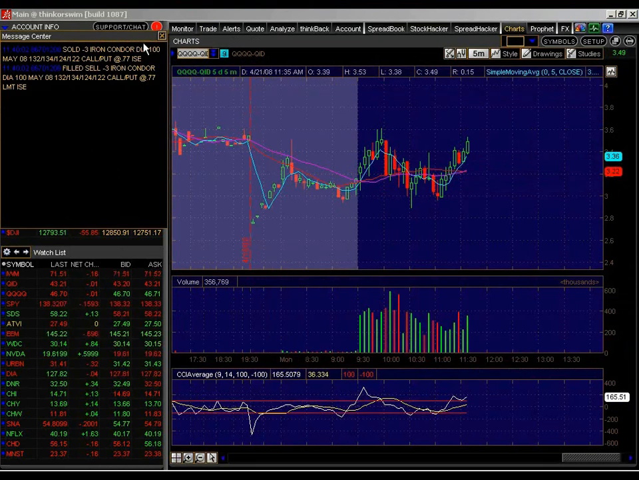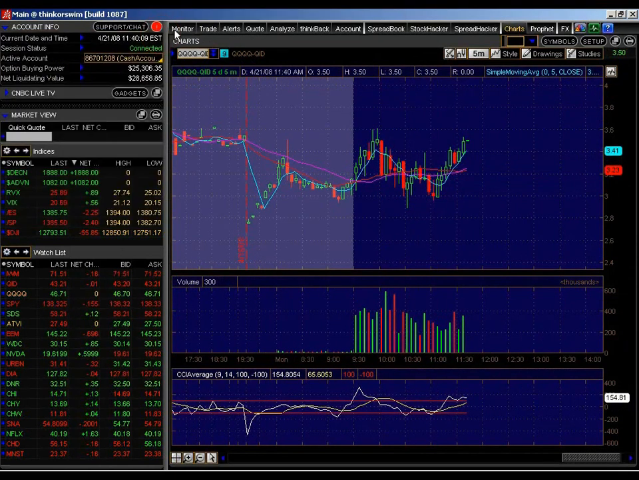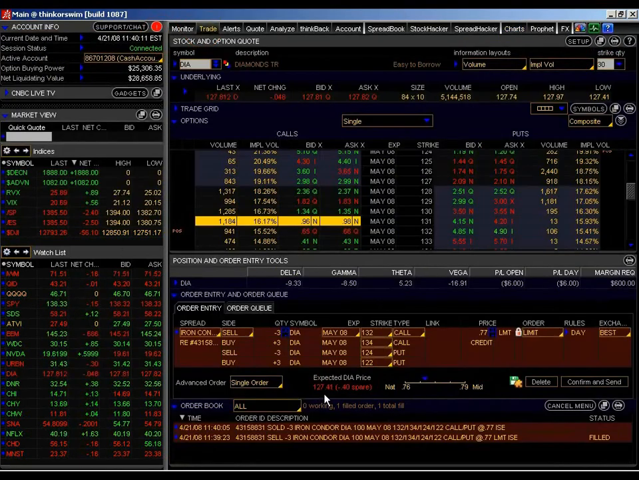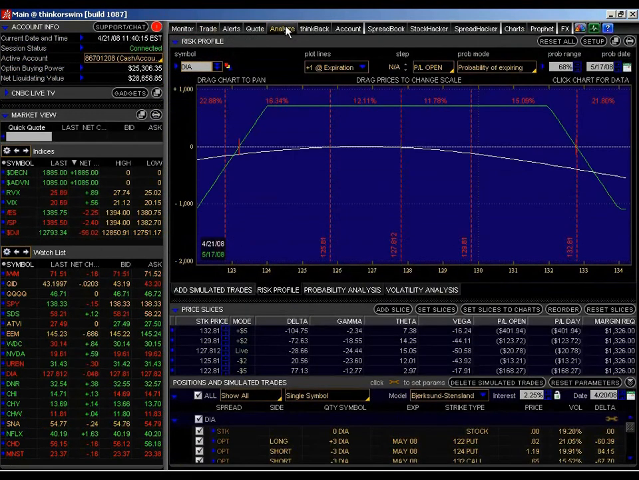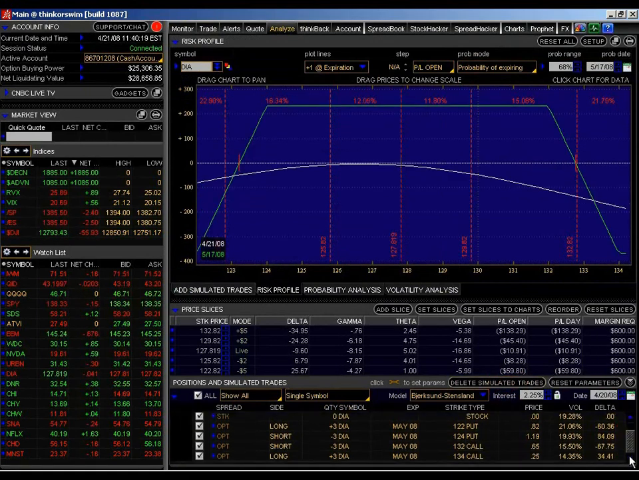And we got filled on that. That's very nice. It took a little while, but we did get filled on it. So we can delete that, cancel, replace. Now we are in our Analyze tab. We're going to delete our simulated tabs because we now actually have our position down here that you can see in our demo account.